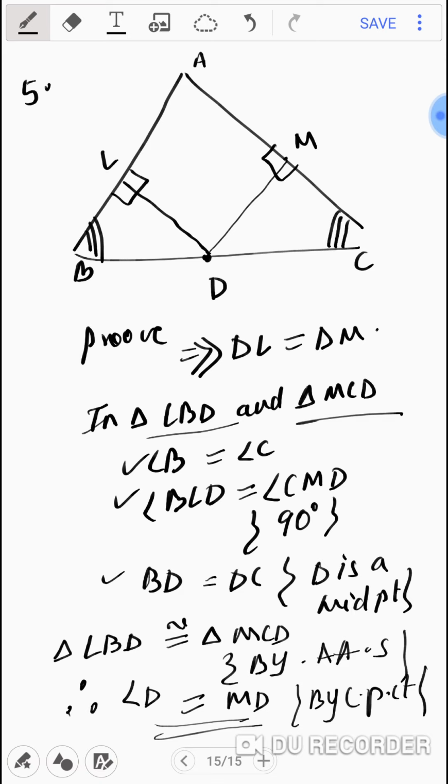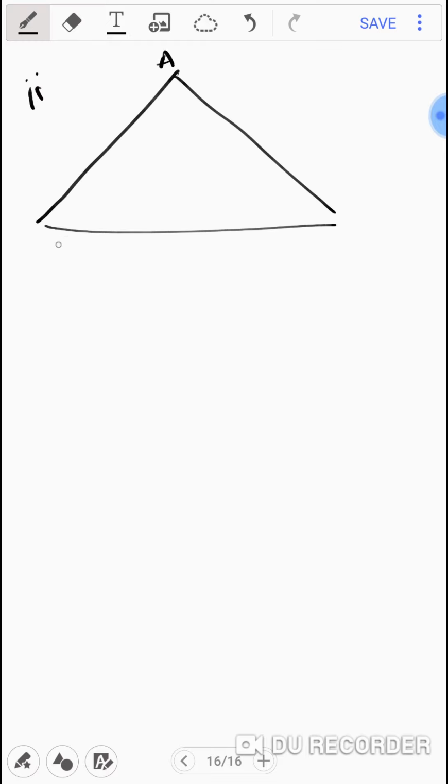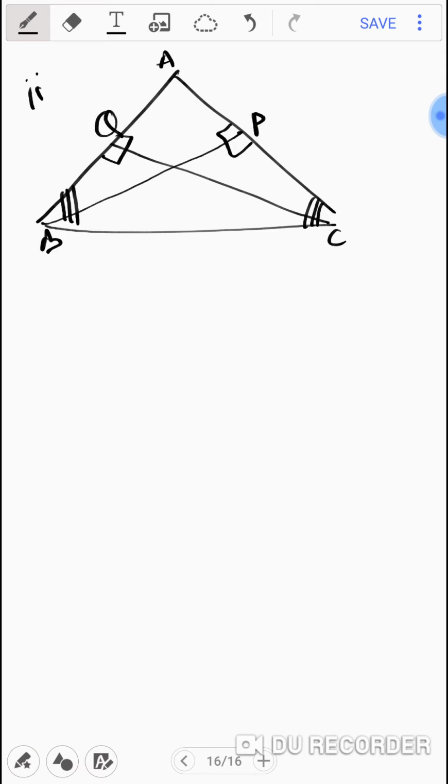Acha. Now the second case has a second figure, I think. A different figure. In that also we have a triangle ABC and B is equal to C. But in this case we have to draw a perpendicular from B and a perpendicular from C. And we can name them Q and P. And it is said that you have to show or prove that CQ is equal to BP. That is, the perpendiculars are equal. The perpendiculars you have made from B and C are equal to each other.